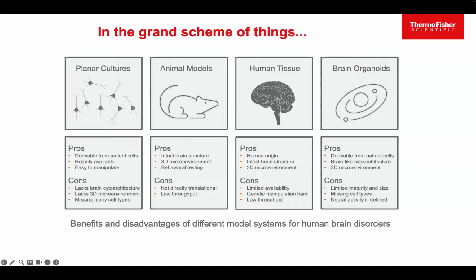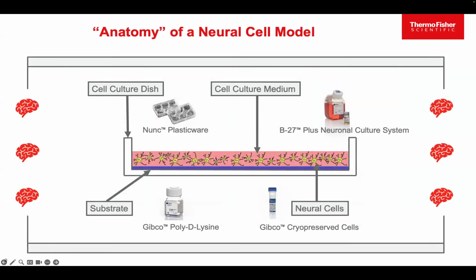Now, at Thermo, there's really two types of 3D models that we work with in the 3D space, and those are suspension culture and organoids. And we'll talk about each of those a little bit in the context of brain throughout this talk. But before we get into 3D, I wanted to start with, as I said, sort of laying a foundation in adherent culture. And kind of painting a picture, if you will, of what this might look like in a dish.